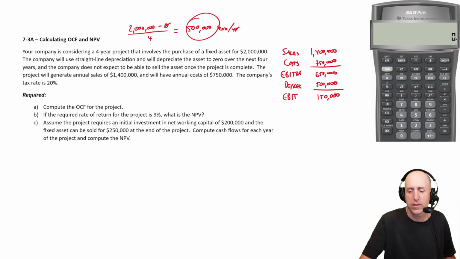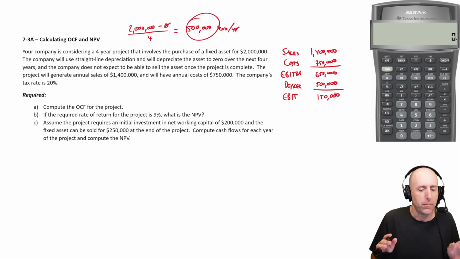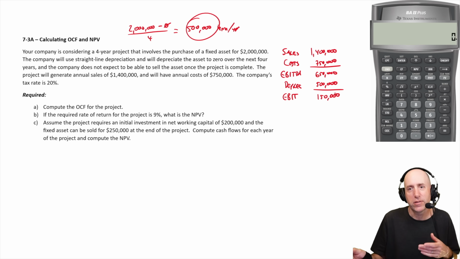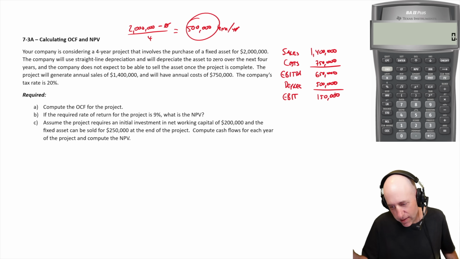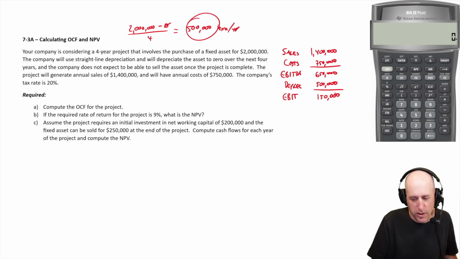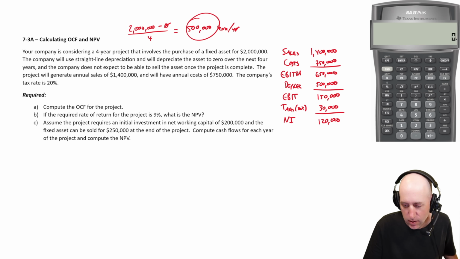Now again, we do not consider interest in these calculations. We want to evaluate the project on its own merit. Interest is not about the project, that's about how we funded the project. So we consider that separately, but in just analyzing the project, don't consider interest. So the only thing left to consider then is taxes, which are 20%. 20% of 150 is 30, landing us with net income from the project of $120,000.